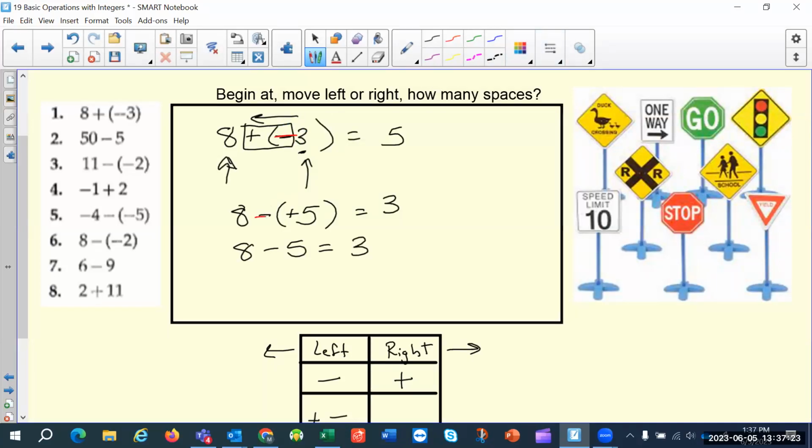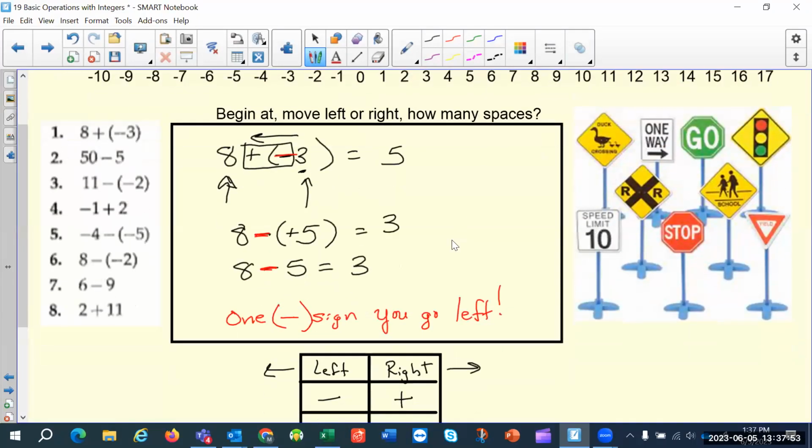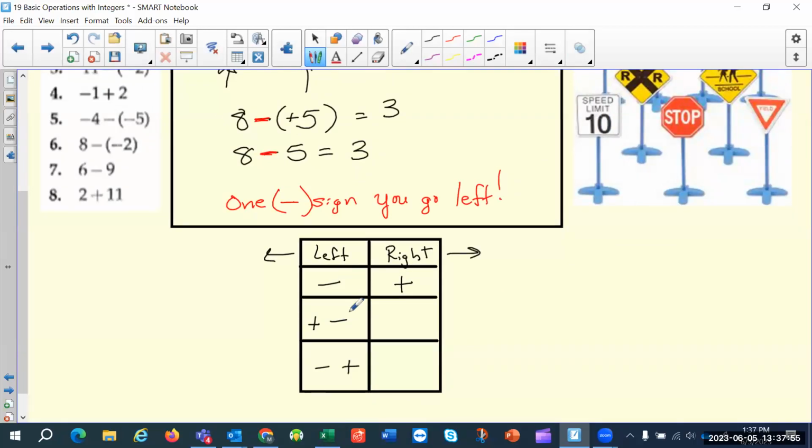1 minus sign, 1 minus sign, 1 minus sign. If you have 1 minus sign, you go left. Whether it's minus, positive, plus negative. If you have 1 minus sign, you're going to the left on the number line. Okay? So that's one way that you can tell that you're going to go to the left. Minus, minus, minus.